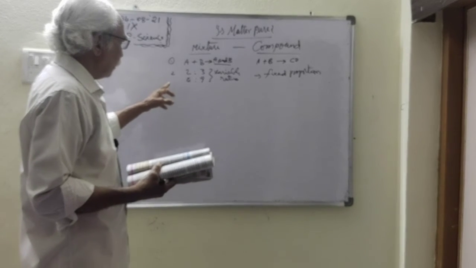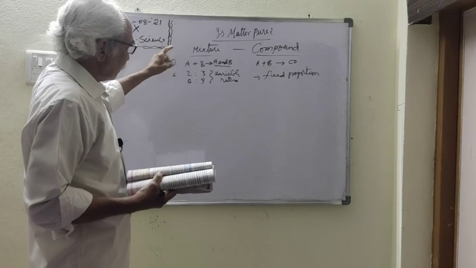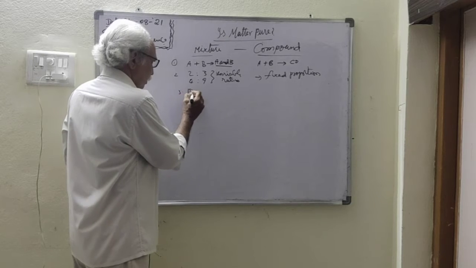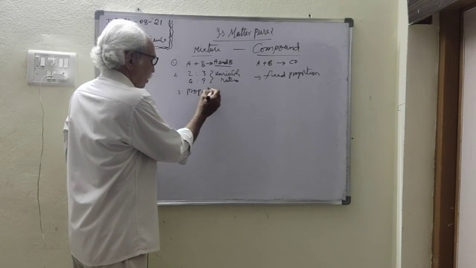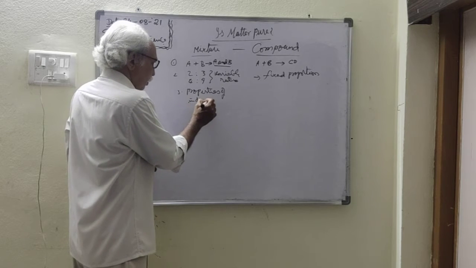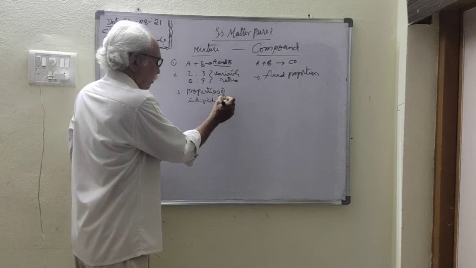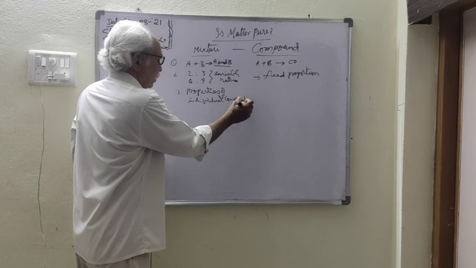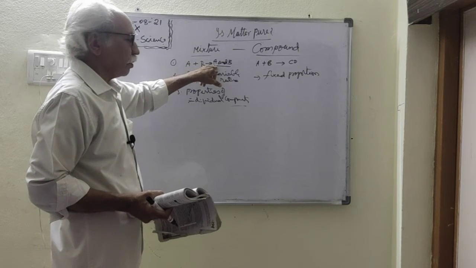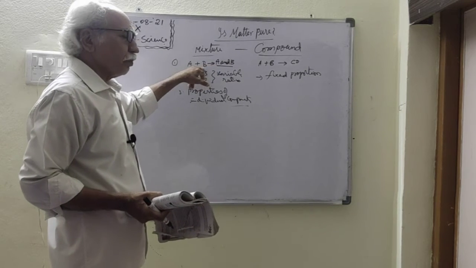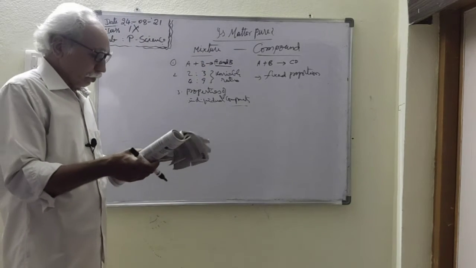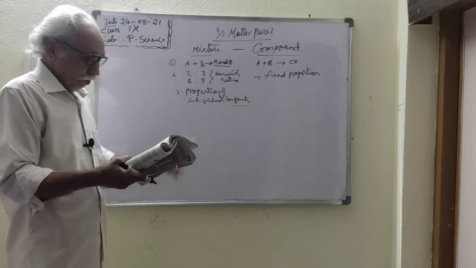Third, a mixture shows the properties of the individual components. That means A is not losing properties. After mixing, A remains with the same properties, and B remains with the same properties. So a mixture shows the properties of its consistent composition.